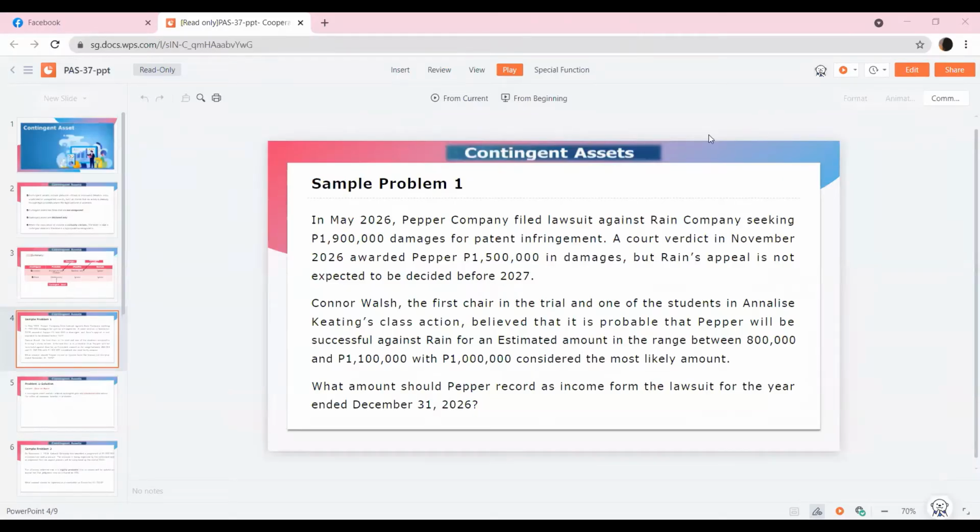So kapag ganito yung given, huwag mo nang kunin yung range. Yung 1M na agad ang gagamitin, yung 1 million. So, kaso dito, anong meron? Probable lang na meron tayong marireceive.